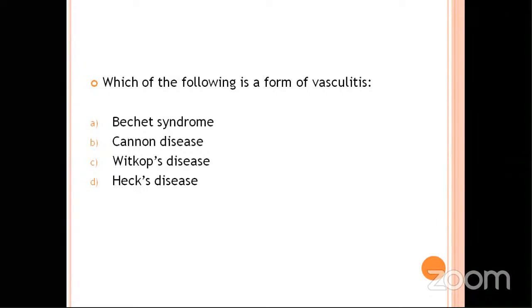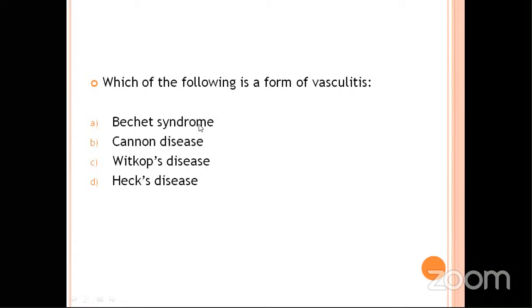Which of the following is a form of vasculitis? Behçet's syndrome, Cannon disease, Whitcock disease, Hex disease. Okay. Hex disease is also called focal epithelial hyperplasia. It is actually a dermatological disorder with some oral manifestations. It will have some papules on the palate, giving a suspicion of dermatitis. And Cannon's disease is also called the white spongy nevus.